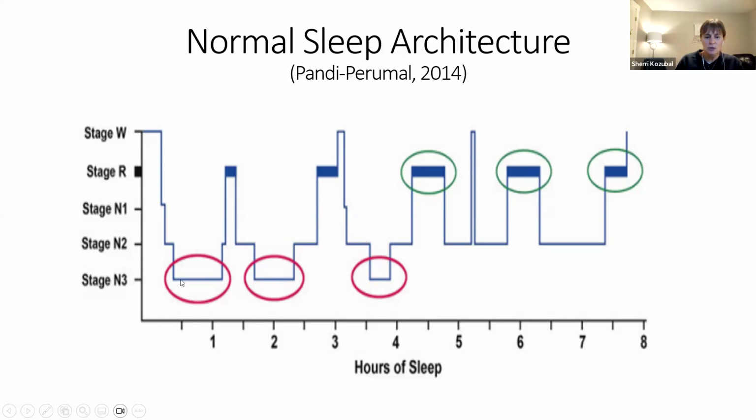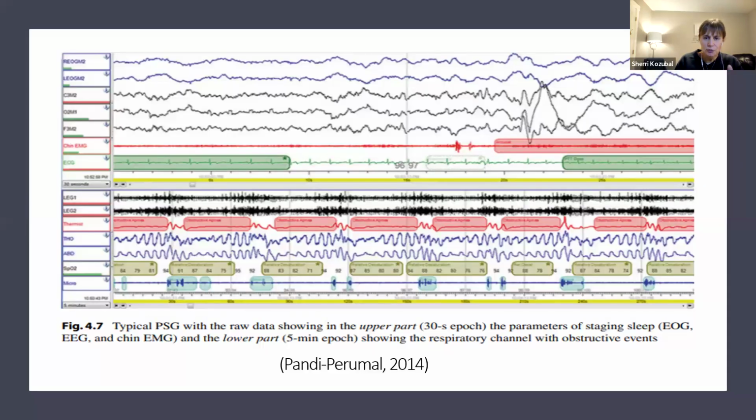And you can see here in the first half of the night, the stage 3 sleep is decreasing in duration, and in the second half of the night, it's increasing in REM. And this is a normal sleep architecture. So if you look at this particular study, this is exactly what sleep apnea looks like.